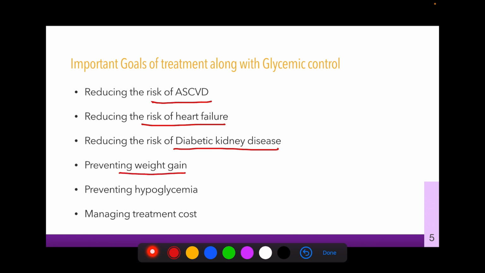There might be a patient who is very obese, right? Some diabetic medications can increase the weight. So your goal will be to maintain the glucose levels and also ensure that the patient will not gain further weight due to anti-diabetic medications. Preventing hypoglycemia and managing treatment costs is very, very important when you're practicing in India.